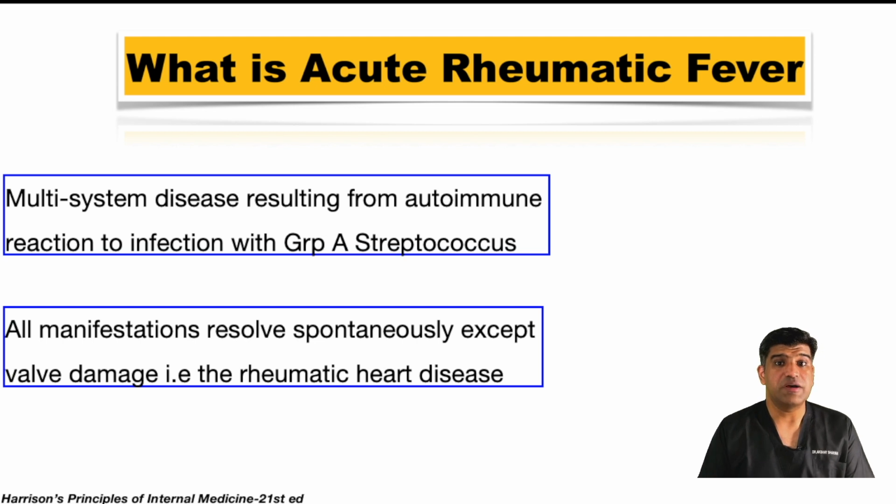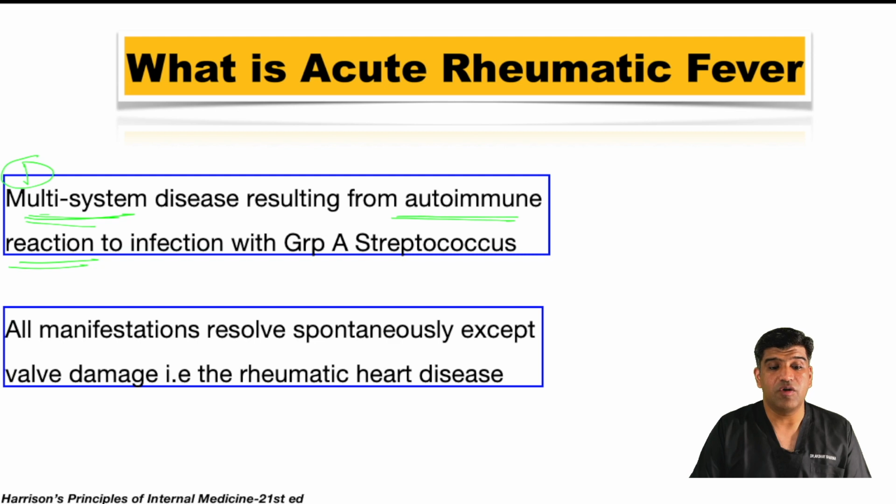Acute rheumatic fever is a multi-system disease. It involves many systems, not only the heart. Second, it is an autoimmune reaction, and a reaction to what? To the infection of group A Streptococcus. So three points to remember: multi-system disease, autoimmune reaction, and a reaction to the infection with group A Streptococcus.